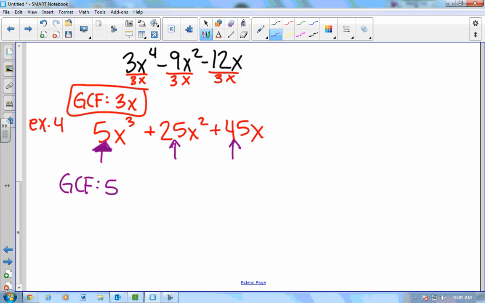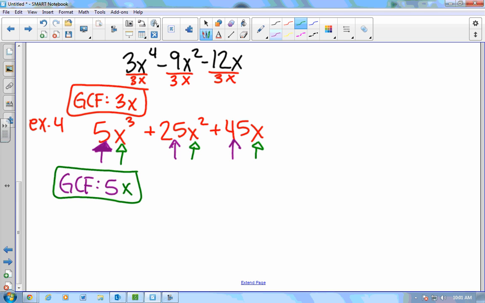Now we look at the variables. This one has how many x's? 3. This one has how many x's? This one has 1. So again, you can't ever pull out more than the smallest one. So at most, how many x's can all of them give? 1. 5x is the greatest common factor.